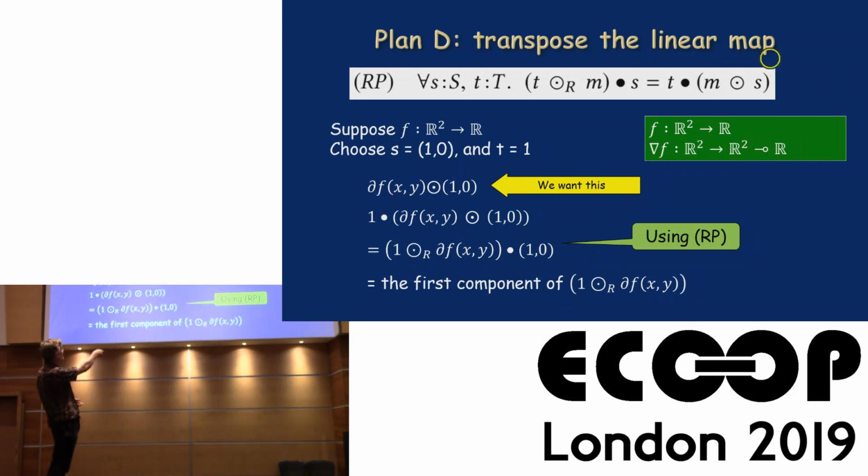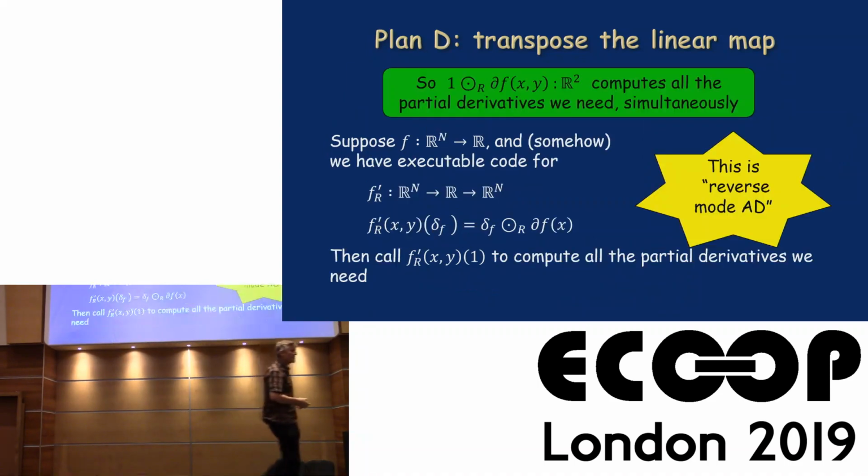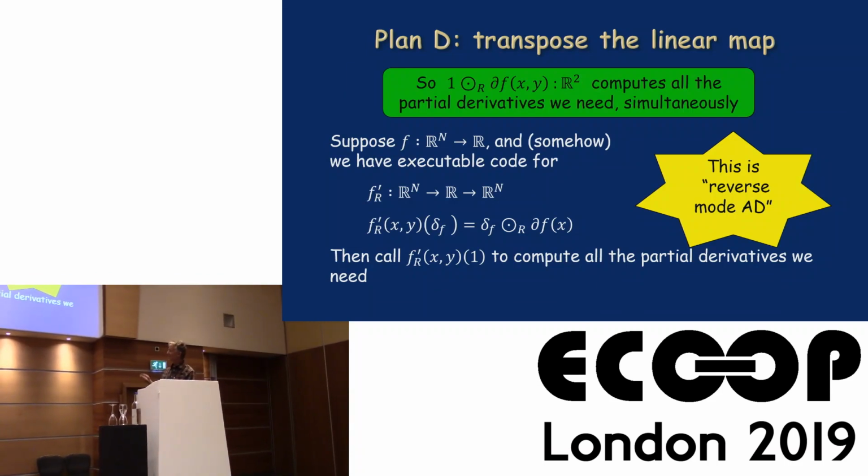And now I've got something that looks like the right-hand side of the equation. T is 1, M is df, and S is 1, 0. So I can rewrite it to the left-hand side of the equation using the rewrite. Here it is. I've just rearranged: same symbols in the same order, different thing. And now I can see that all I'm doing here is picking out the 1, 0 component of this thing, the first component of this guy. So the long and short of it is that if I can make executable code which computes this function, df funny applied to a delta, then I will get all the components that I want in a single blow.